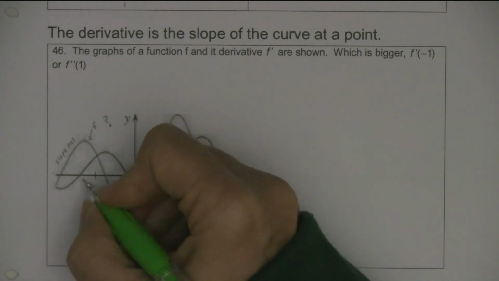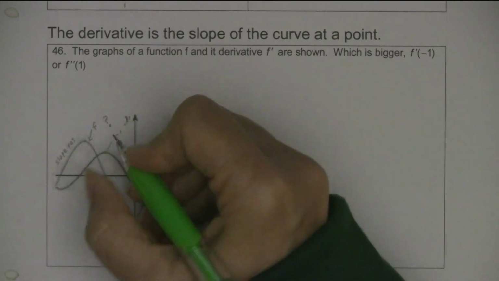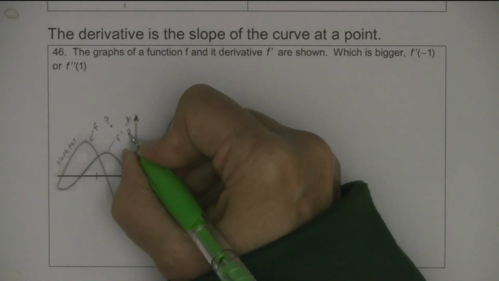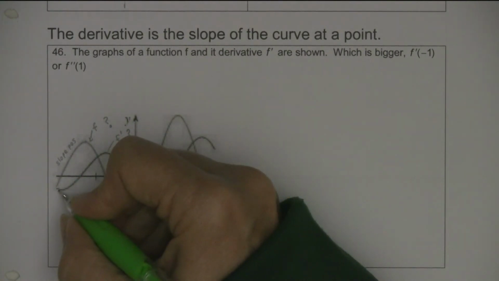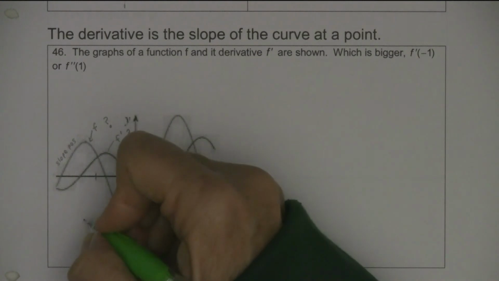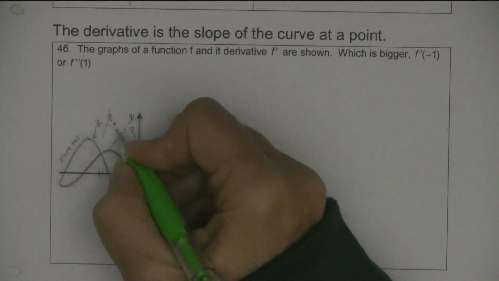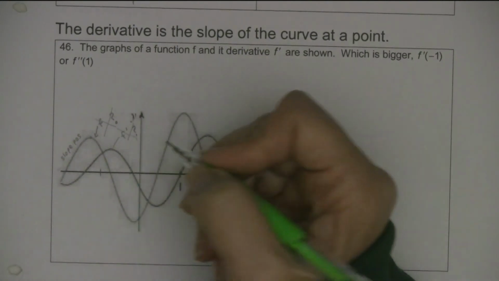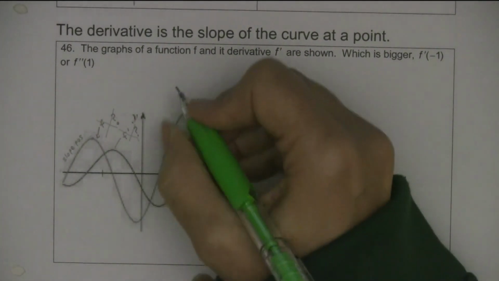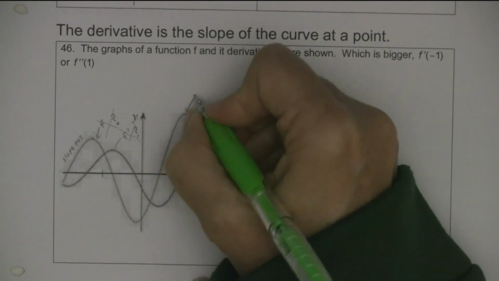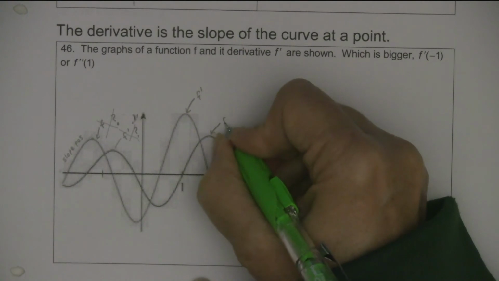And if it was, then the other graph would be f prime. And then because the slope is positive here, this f prime would have to all be above the x-axis. And that's not true. So I know that what I just supposed here can't be true. So it has to be the other way around. It has to be that this one is f prime, and that this curve is f.